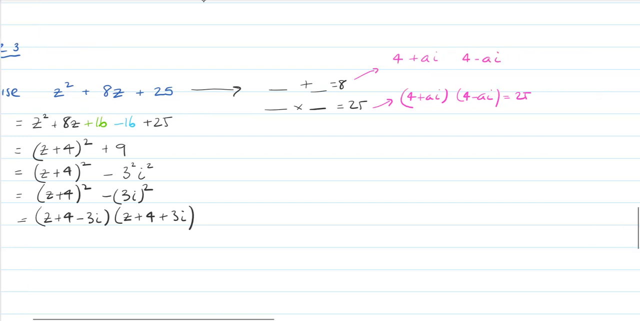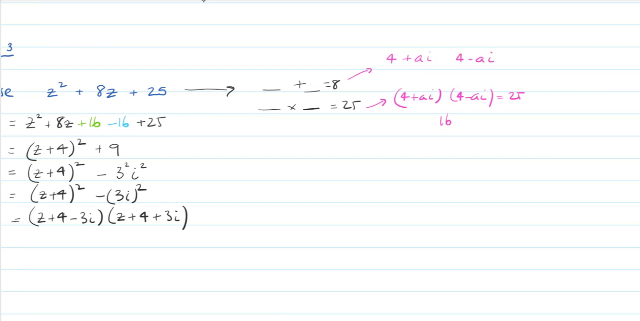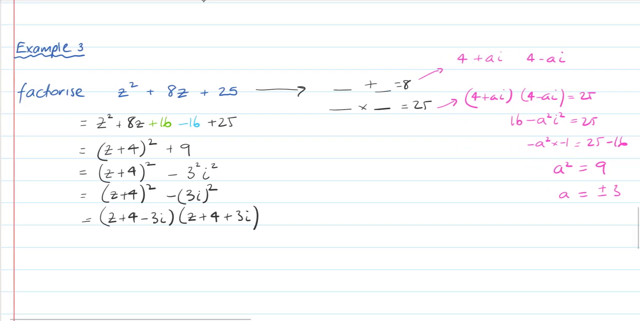And then we just solve this equation. So when we solve it, we get 16. It's a difference of two squares. Minus a squared i squared equals 25. And that gives us negative a squared times negative 1 equals 25 minus 16. So that gives us a squared equals 9, sorry. A is equal to plus or minus 3, which is good because we got the 4, which is what we had here, and we've got the plus or minus 3, which is what we've got here and here. So it's worked out well.